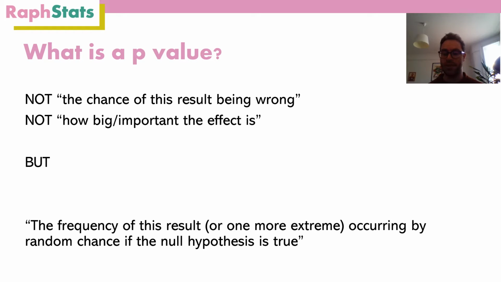But the problem with this is in the way we set up and design studies, we can sometimes manipulate this. So although there's a 5% chance of this happening, even if there was no difference between these two groups, that's only true if we're designing our studies in certain ways. And that doesn't mean that there's a 5% chance of a result being wrong. And we'll talk a little bit about why that is the case.